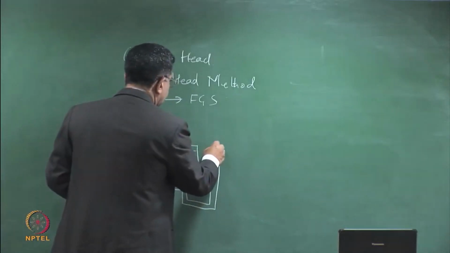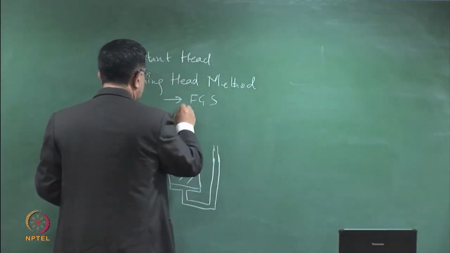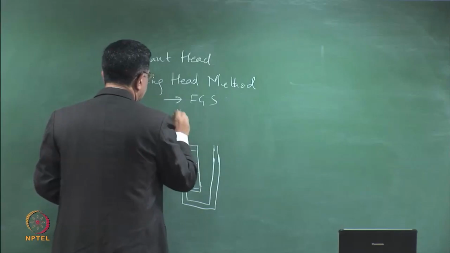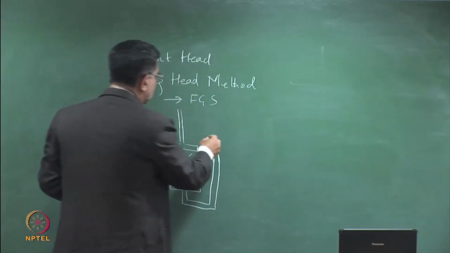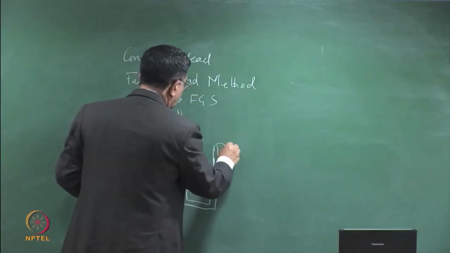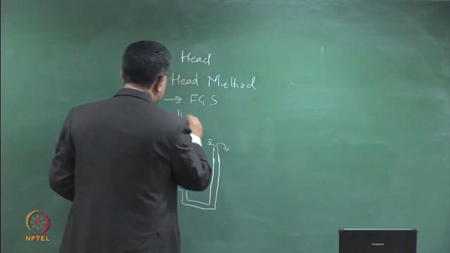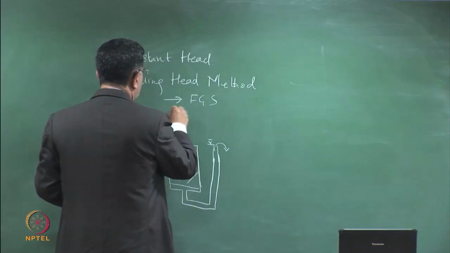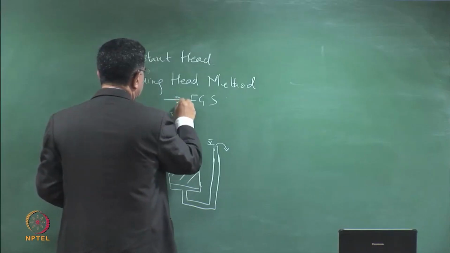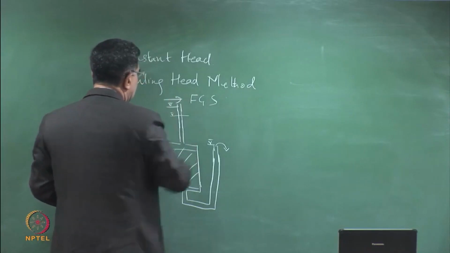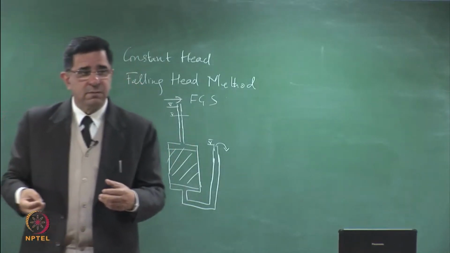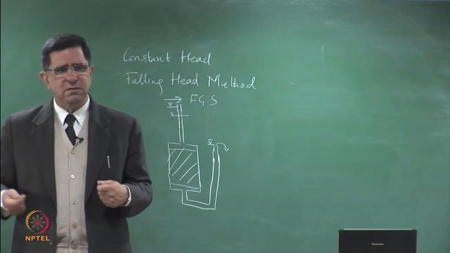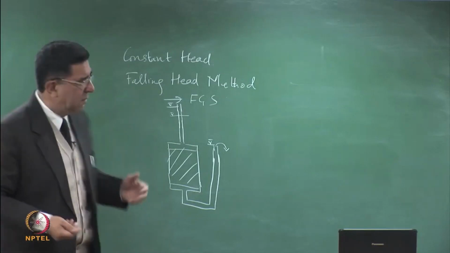You may have an arrangement where there is a thin tube at the top, and you may allow this to overflow. So this head is constant. This head may fall with time, and as it falls, you have a formula from which you can get permeability. Do you remember this? Well, this is one way of doing it.